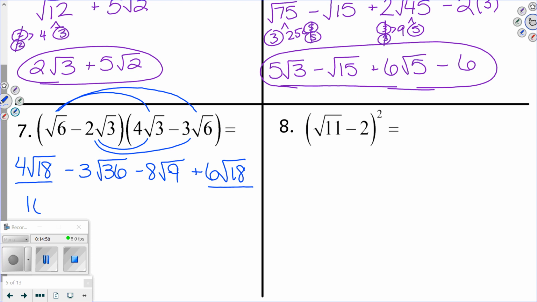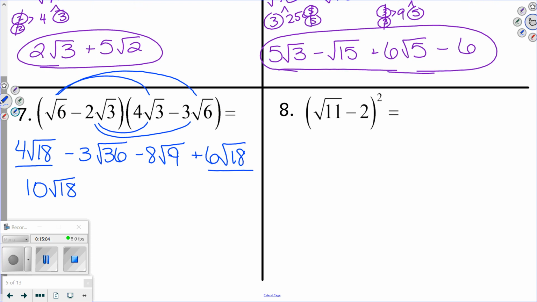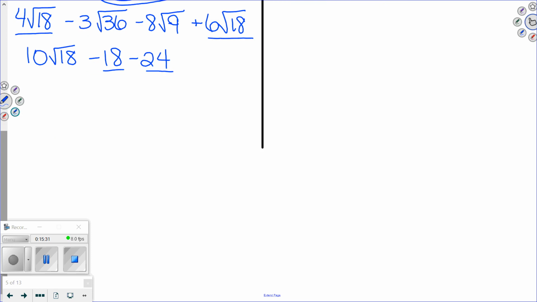Right? So we had 10 radical 18. And then square root of 36 is 6 times negative 3 is negative 18. Square root of 9 is 3 times negative 8 is negative 24. I'm pretty sure I saw somebody's paper had that exact answer right there, which is great. But is it done? It's not done. Because, well, one, I have like terms right there. Right, negative 18 minus 24 is negative 42.